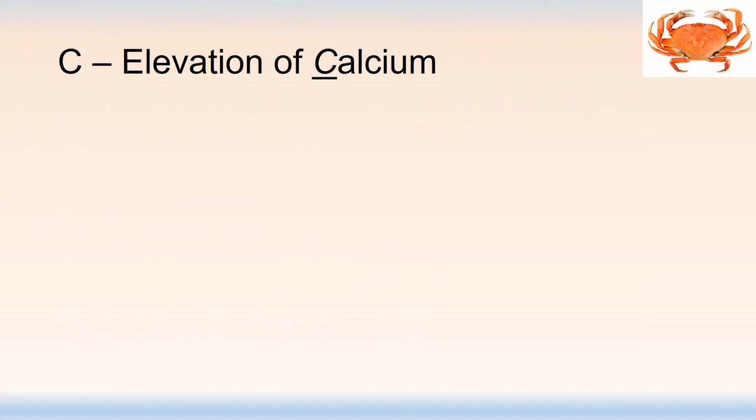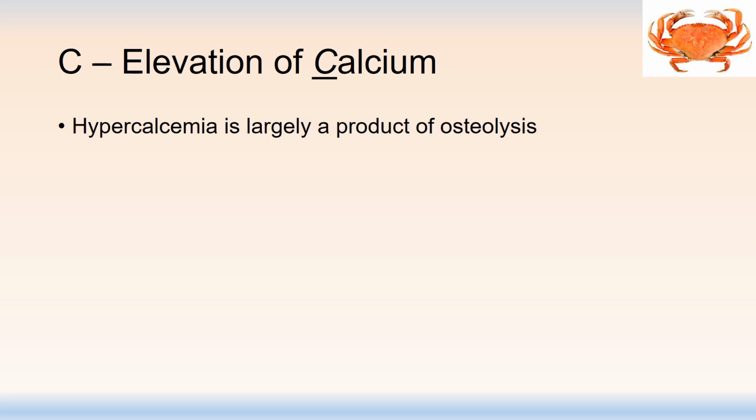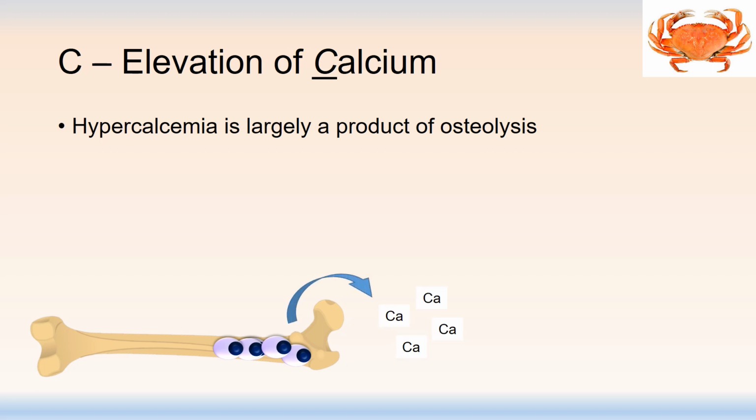Let's go through those CRAB criteria one by one. First letter, C. That's elevation of calcium. Think about it. Where do we store most of the calcium in our body? Fully over 80%. It's in our bones. So when we have osteolysis, we get hypercalcemia. If you think about a plasma cell neoplasm destroying, lysing bone, that released calcium goes into the bloodstream, resulting in hypercalcemia. This mechanism is called local osteolytic hypercalcemia.